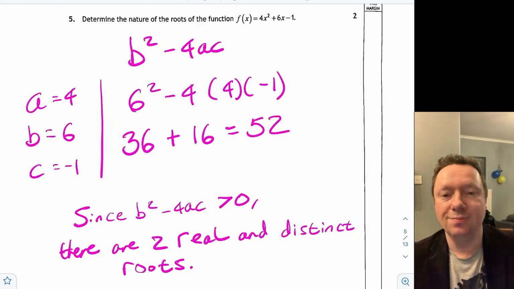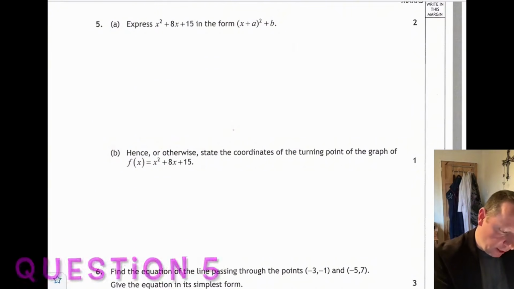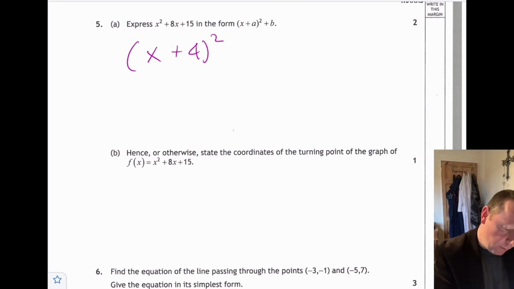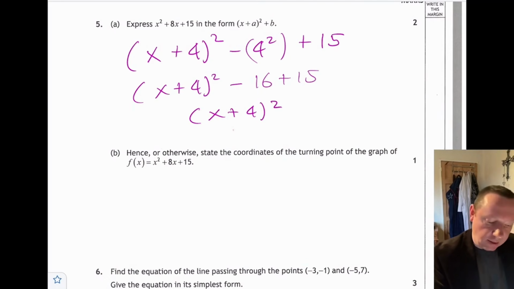So C. Question 5 says express x squared plus 8x plus 15 in the form (x plus a) squared plus b. This is called completing the square. Half the middle number, immediately take it away. I've still got plus 15 on the end, so I've got (x plus 4) squared minus 16 plus 15. So I've got (x plus 4) all squared, minus 16 add 15 is minus 1.